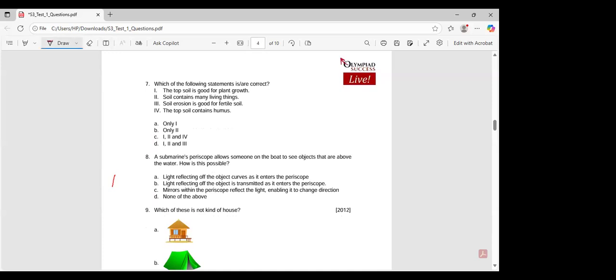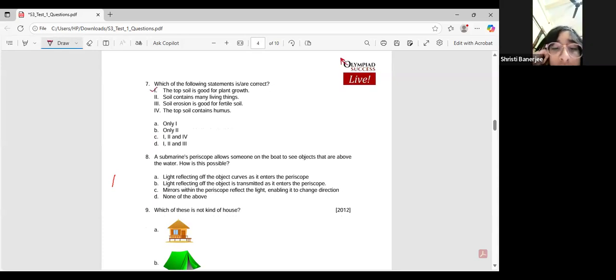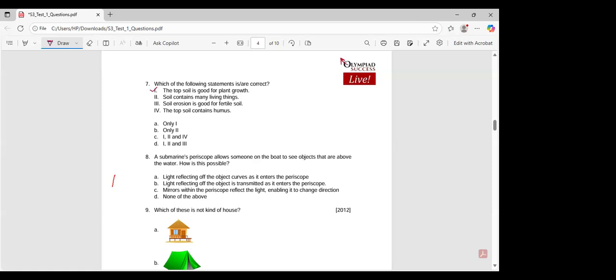Now it says that the topsoil is good for plant growth. Second, soil contains many living things. Third, soil erosion is good for fertile soil. And fourth, the topsoil contains humus. Right. So the first sentence says that topsoil is good for plant growth. Definitely, because on the top layer you have rich nutrient content which is known as humus. So we are okay with option 1. And the sentence is correct, definitely, I told you, the topsoil contains humus. So this option will also go, right? This is also correct.